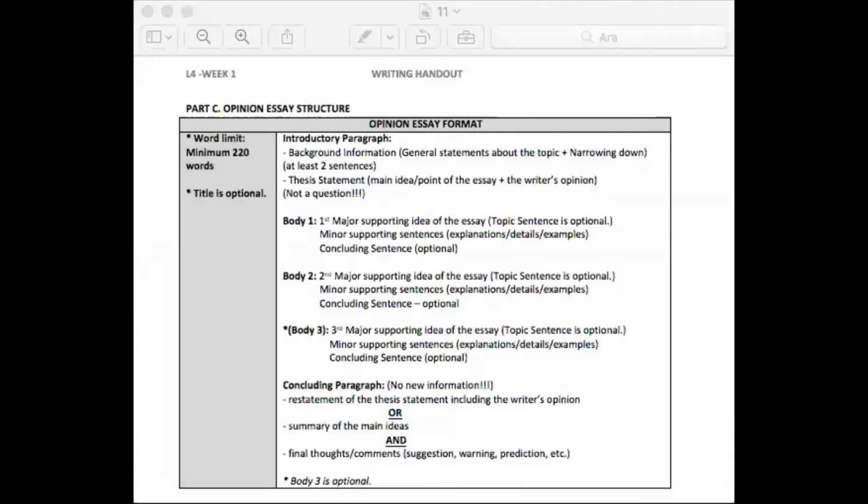And now here, in part C, you can see the opinion essay structure. Well, basically, it has 3 parts: the introductory paragraph, body paragraphs, and the concluding paragraph. So as you see, the first paragraph of the essay is the introductory paragraph. And it consists of background information and the thesis statement.